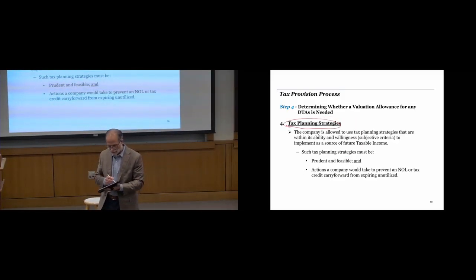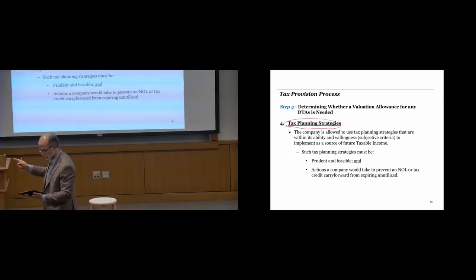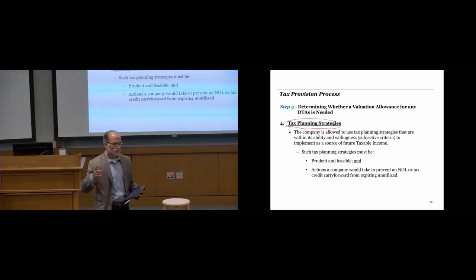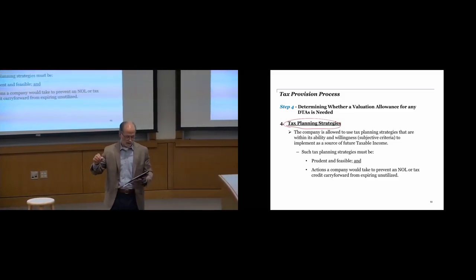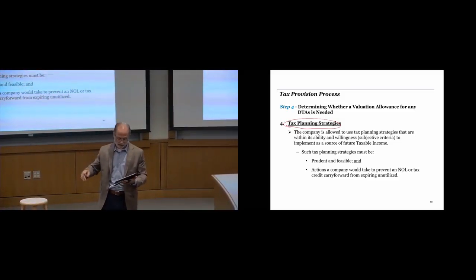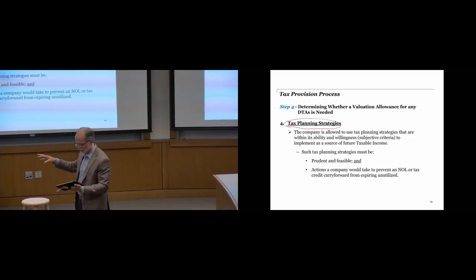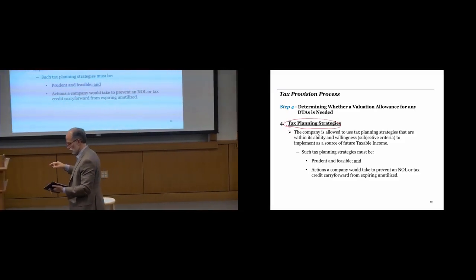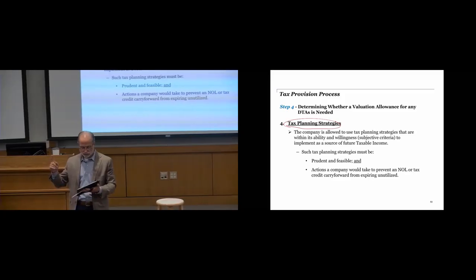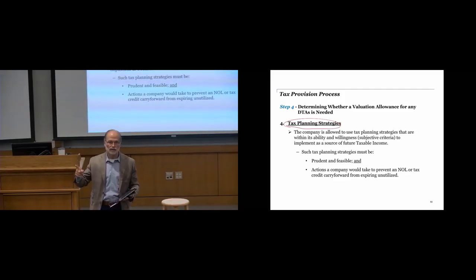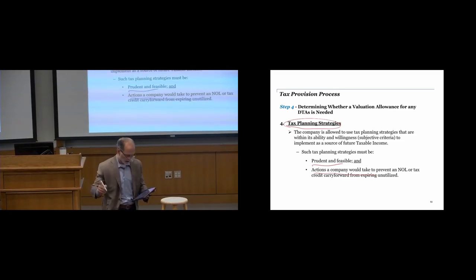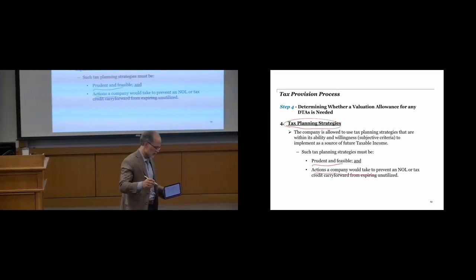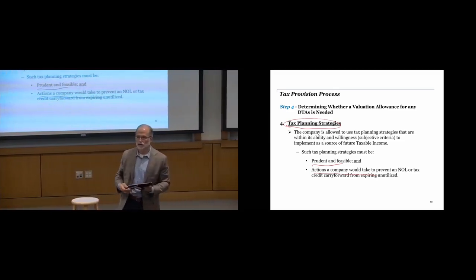The fourth category is tax planning strategies. So you are allowed to use tax planning strategies that are within your ability and willingness, which are inherently subjective, to implement as a source of taxable income. So those strategies must be prudent and feasible, and actions a company would take to prevent an NOL or tax credit carryforward from expiring unutilized.